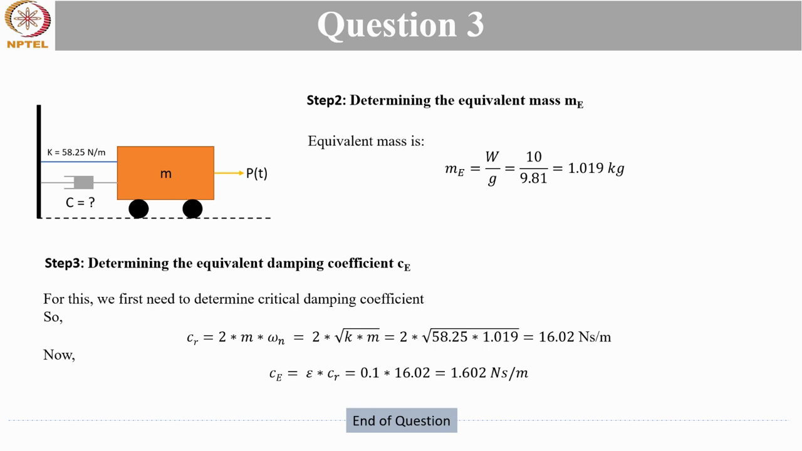So in this way, we calculated the equivalent spring constant. We determined the equivalent mass of the system, which was just to confuse you. It was simply the weight of the weighing balance, the weighing machine, and then we calculated the equivalent damping coefficient. I hope this question is clear to everyone.